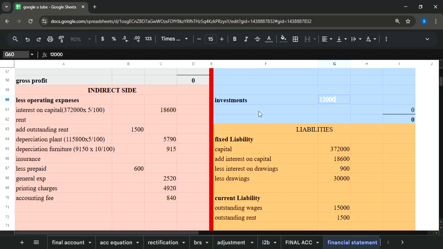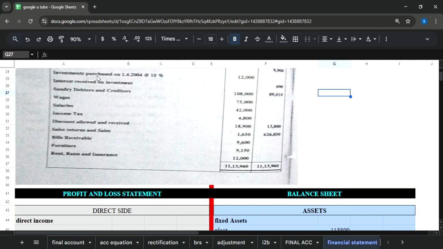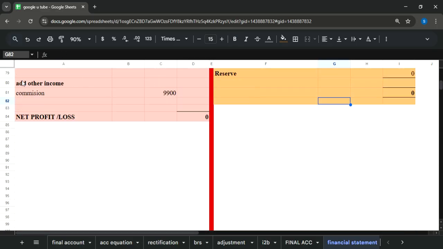Now interestingly, you will see that investment amount is 12,000 while its interest is 10%. So we will calculate it. We will go to other income side and we will write interest on investment.